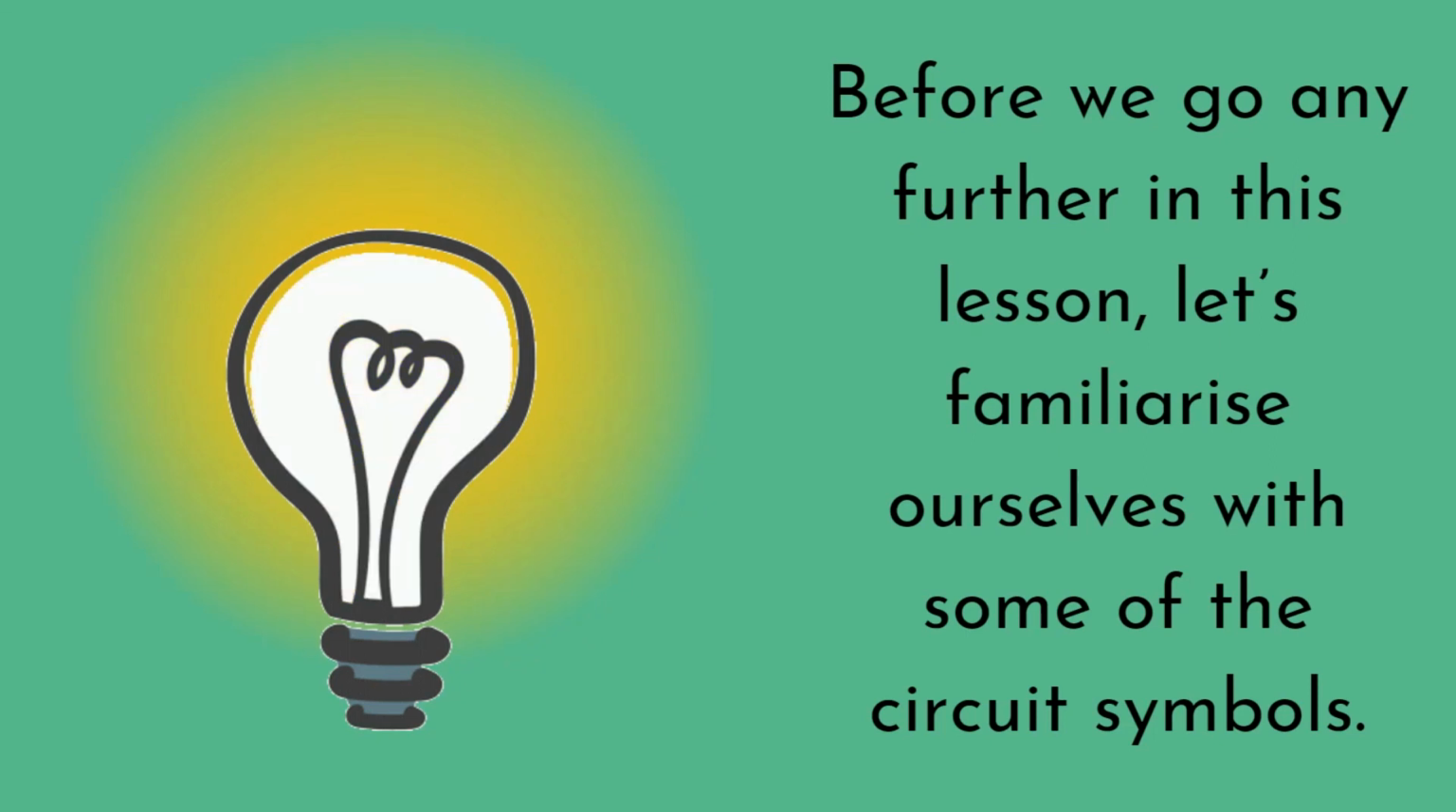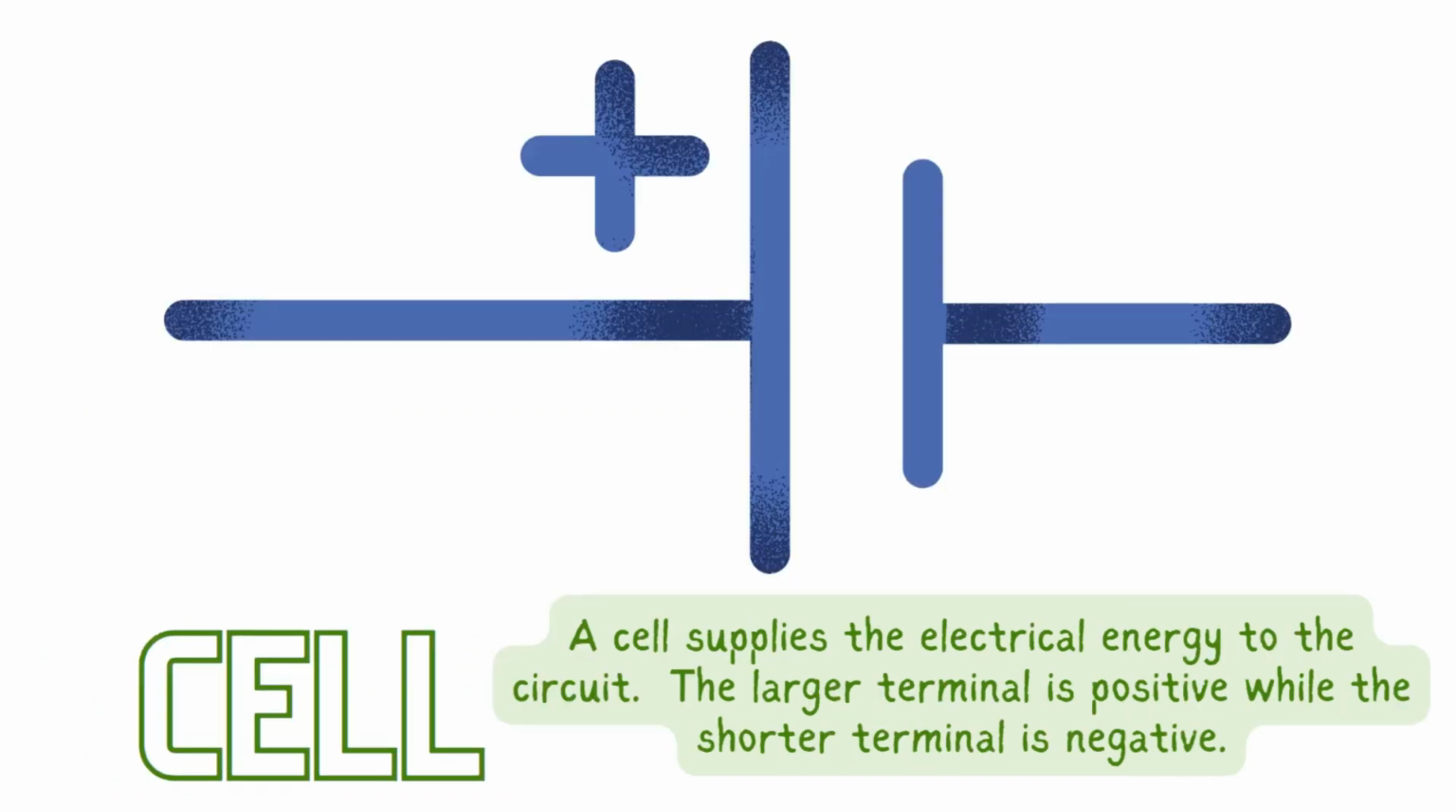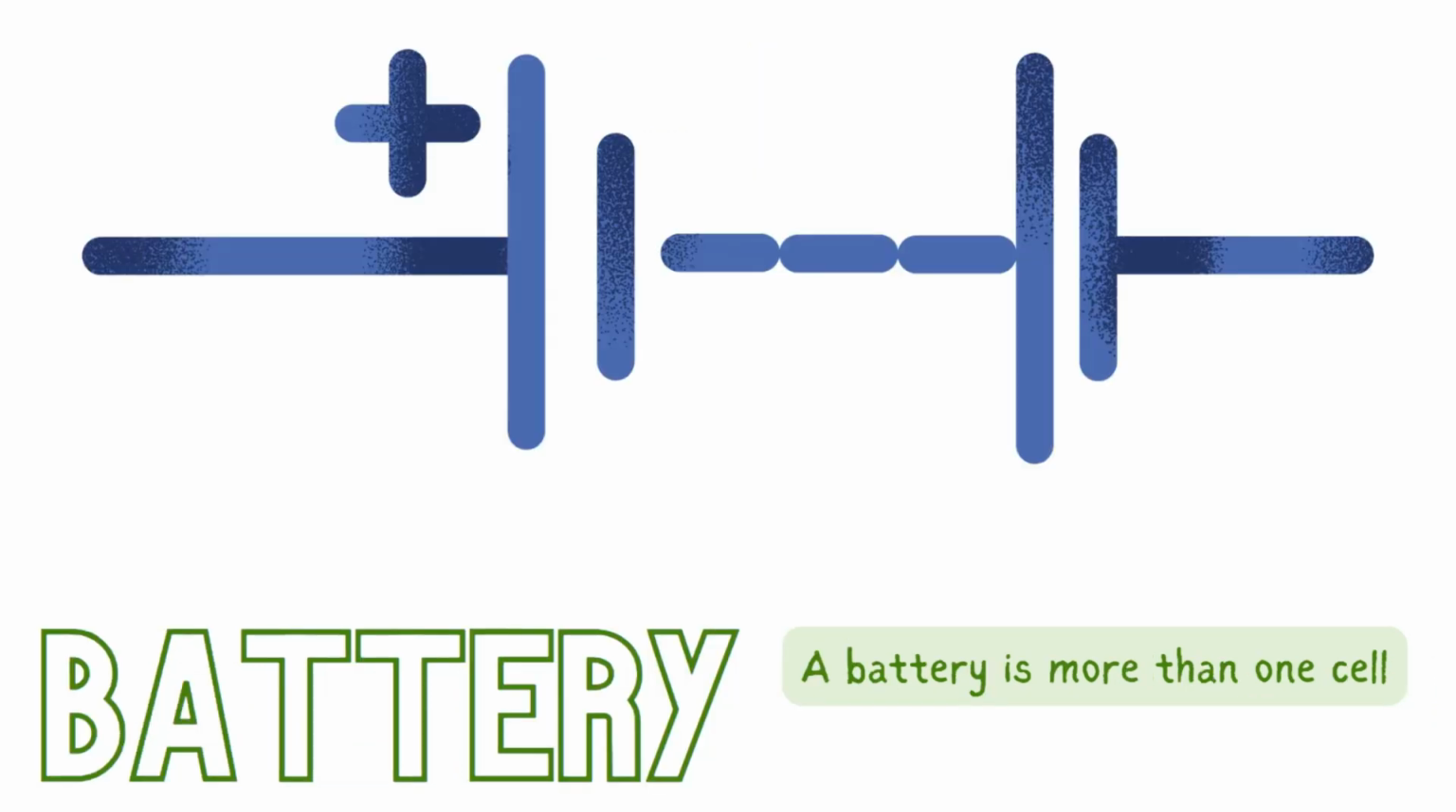Before we go any further in this lesson, let's familiarize ourselves with some of the circuit symbols. A wire is made from a metallic conductor, so current can pass from one part of the circuit to another. A cell supplies the electrical energy to the circuit. The larger terminal is positive, while the shorter terminal is negative. A battery is more than one cell.